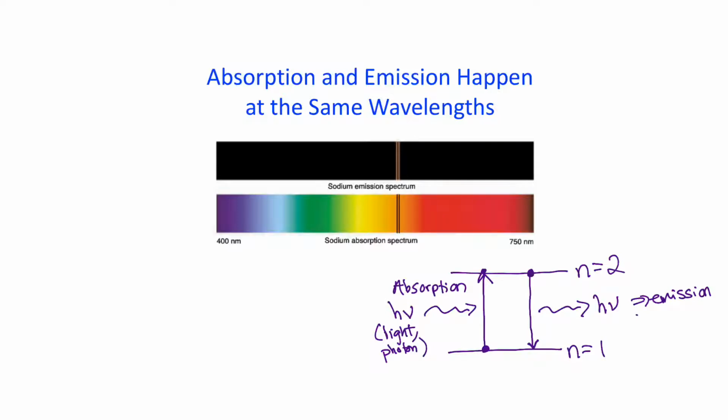So this is our bright line spectrum that results from that. And then this would be our dark line. So we're absorbing that light.